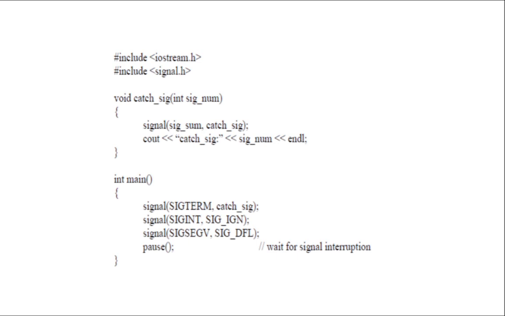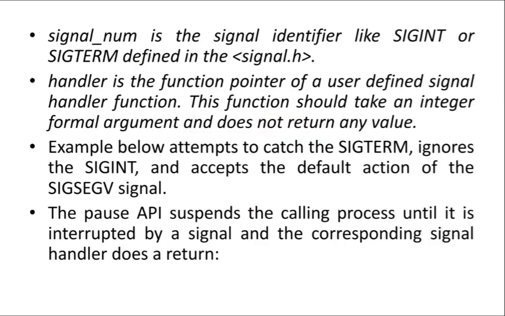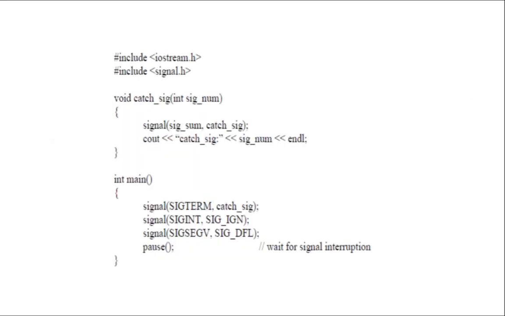Catch signal is the function I'm calling here, and it's already defined. You can see that. So I'm calling that function to catch the signal SIGTERM, right? And next is SIGINT. What will I do for that SIGINT? I'm going to ignore the signal SIGINT. That's why SIG_IGN, IGN means ignore. Next, the third signal, SIGSEGV, that is segmentation. I'm going to take the default action. That's why SIG_DFL. I hope you're understanding, guys.